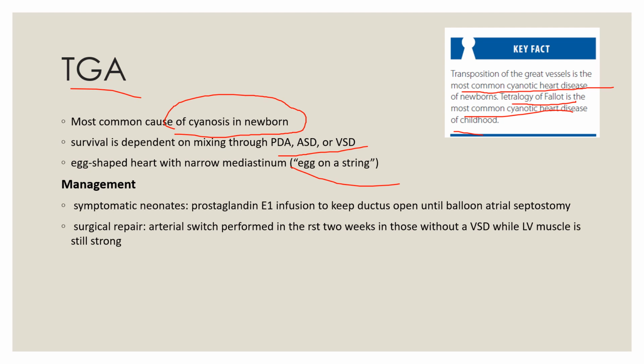In TOF, you have a boot-shaped heart, okay? In TGA, you have egg on string appearance. Symptomatic neonates, you can give PGE1 to keep the PDA open until balloon atrial septostomy. Surgical repair is the arterial switch performed in the first 2 weeks in those without a VSD, while LV muscle is still strong.